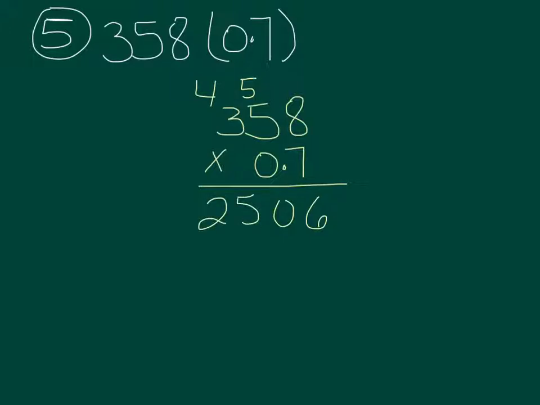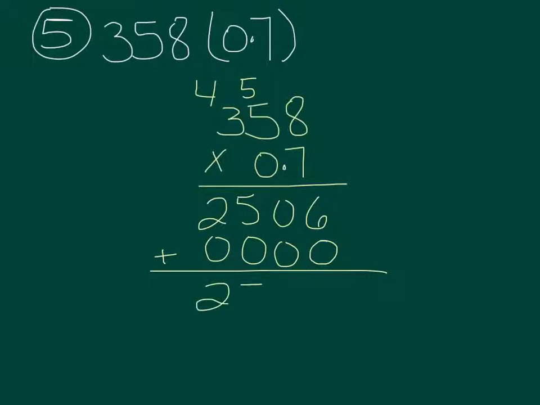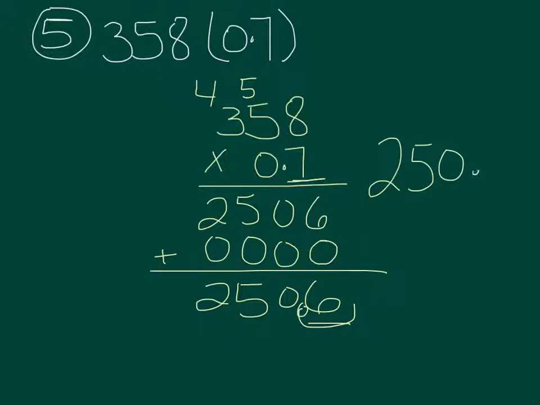And even though I know everything multiplied by 0 is going to be 0, I'm going to go ahead and multiply it out. Put my placeholder for my 0 there. 0 times 8 is 0, 0 times 5 is 0, 0 times 3 is 0. We are going to add those up. You end up with 2506, and you're going to have one number behind the decimal, so it's in the tenths place. Move it over, and your final answer is 250 and 6/10.